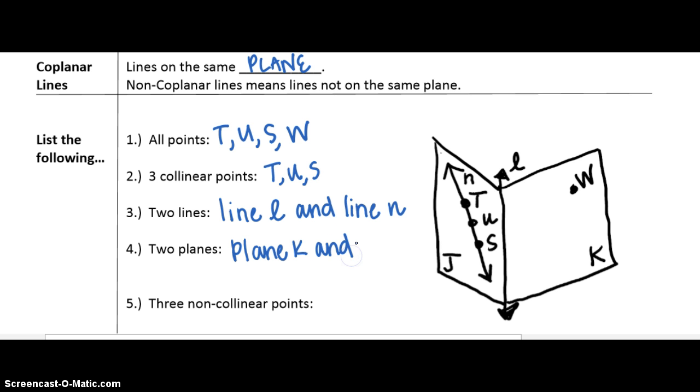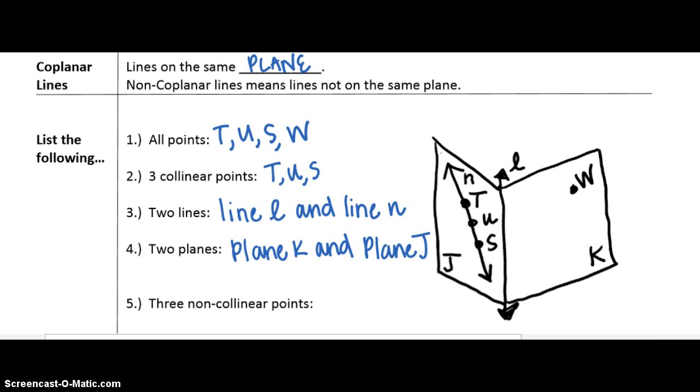And the second plane is over here. This does have 3 points, so I could call this plane TUS or plane SUT or plane UTS, etc., right? As long as I use these 3 points, I could call it that plane. But I'm kind of lazy and I notice there's this little letter in the corner. I'm just going to call it plane J.